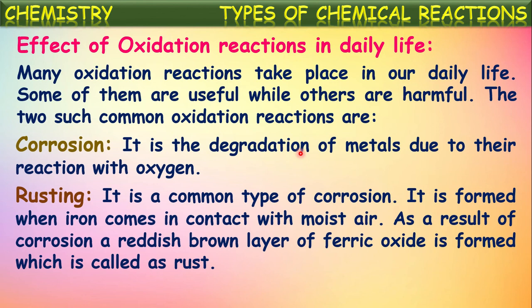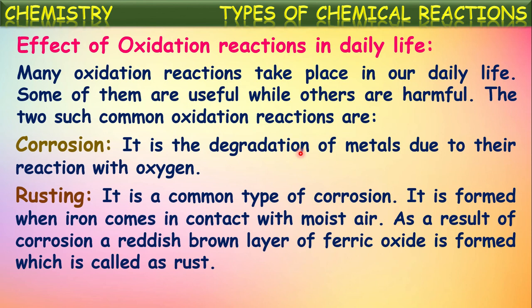It is formed when iron comes in contact with moist air. We have studied in the earlier classes also about this rusting of iron. What happens there? When iron particles are kept in the open air for a few days, they slowly react with the atmospheric oxygen in the presence of moisture, and thus they form iron oxide, which we commonly call rust. That process is called rusting.